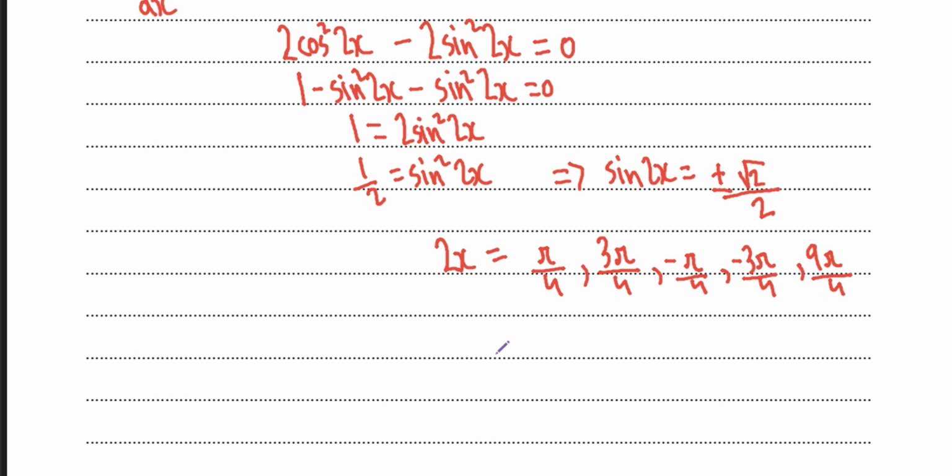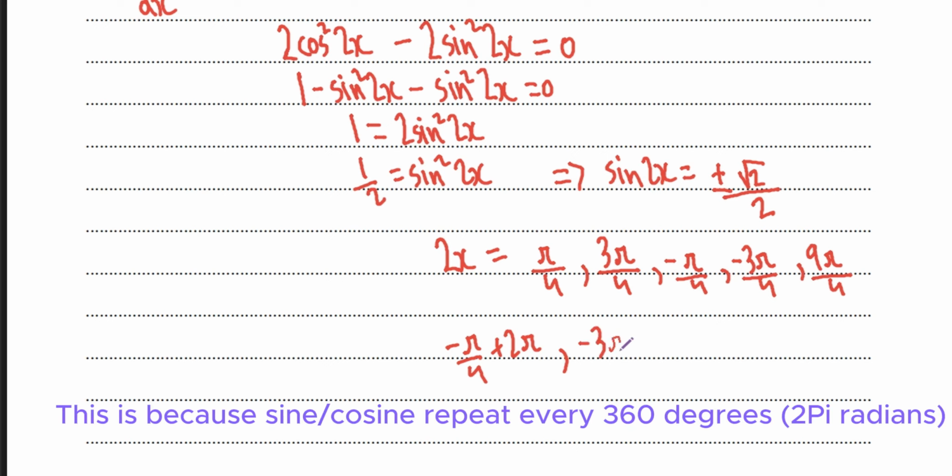But if you have negative pi over 4 as one of the answers, then we have negative pi over 4 plus 2 pi as one of the answers. And we also have negative 3 pi over 4 plus 2 pi as one of the answers. This is equal to 2x. So we actually will have 4 answers in our domain.